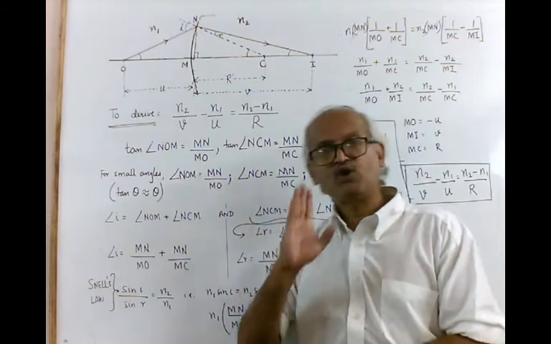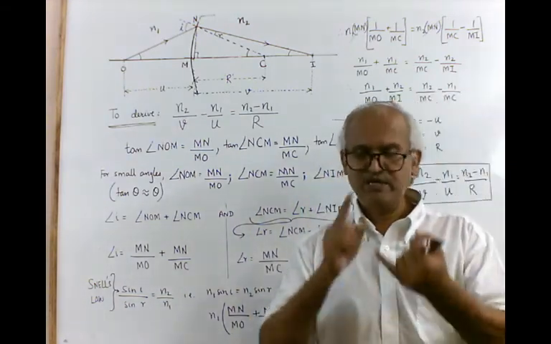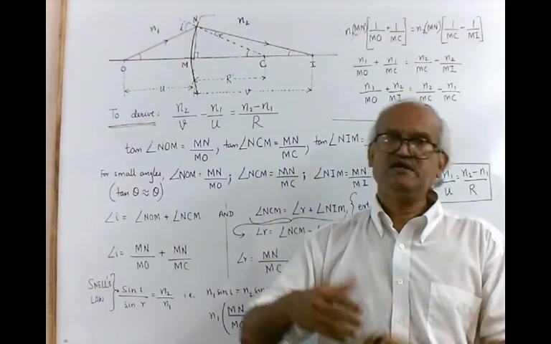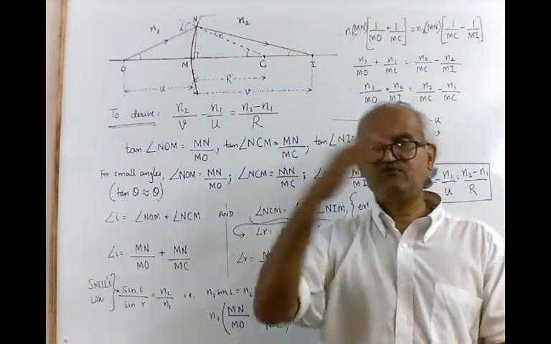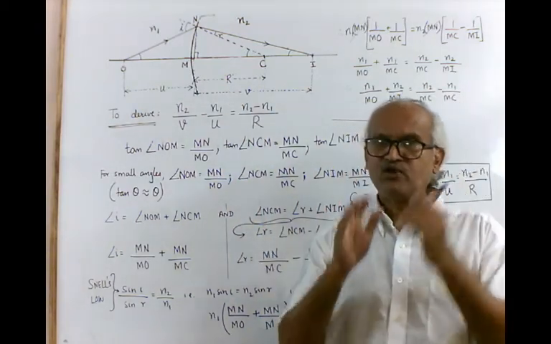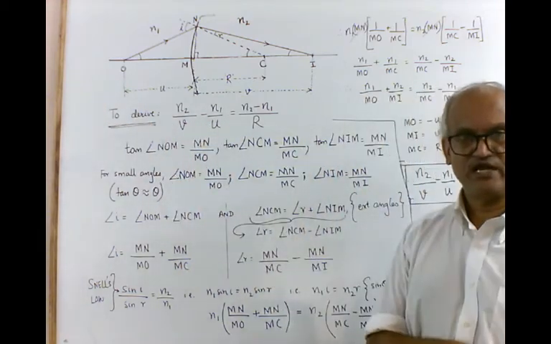This is an important relationship which helps us to find the relation between object distance and image distance for a spherical surface with refractive indices n1 and n2 and radius of curvature R. This is the important relationship that connects all of these. This is what we are trying to derive now.